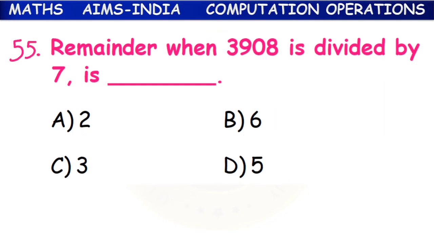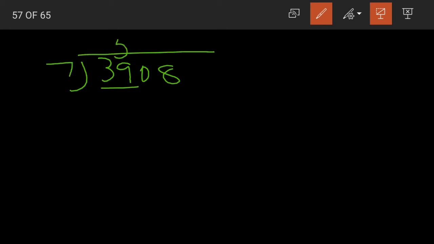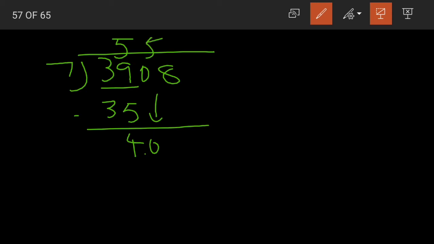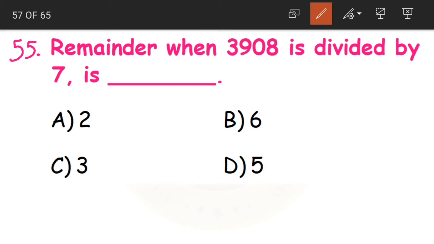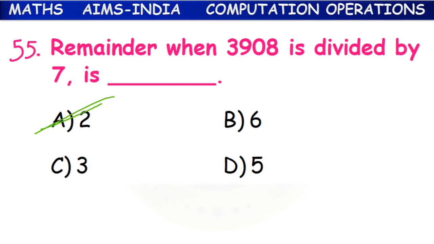Question 55. Remainder when 3908 is divided by 7 is dash. 3908 divided by 7. Yes, we need to take the first two digits. 7 5s are 35. 4 is remaining. 0 brought down. Now again 7 5s are 35. When we subtract, 5, 8 brought down. 7 8s are 56. When we subtract, what will be remaining, children? 2. 58 minus 56 is how much? 2. So what is this? 2 is our remainder. Option A is the correct answer.